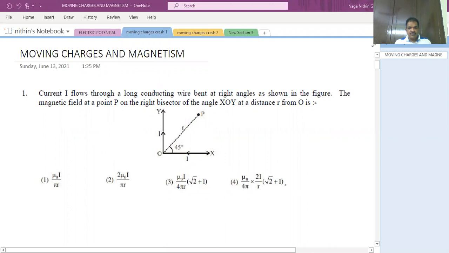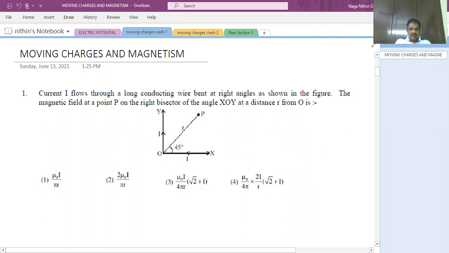So we'll see the question, what they are asking. Here, current flowing through a long conducting wire bent at right angles as shown. The magnetic field at point P on the right bisector of the angle XOY at a distance R from O is at P because of these two wires. What is the magnetic induction? So how to do this one?